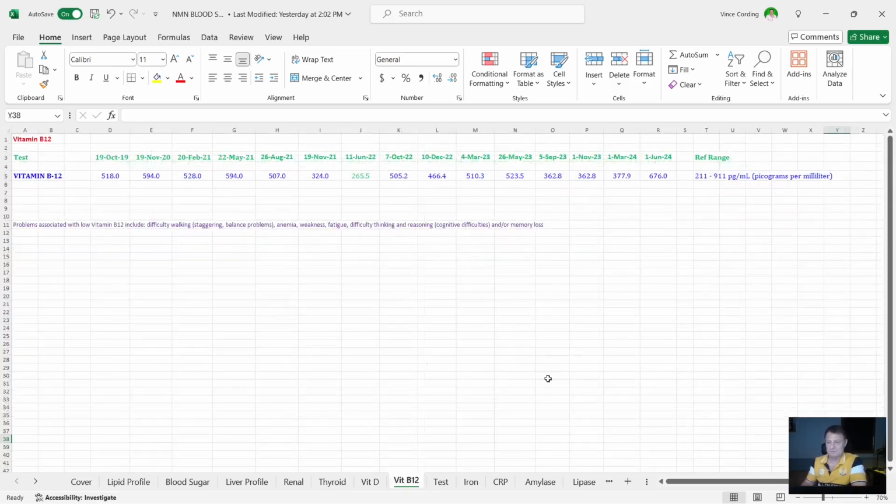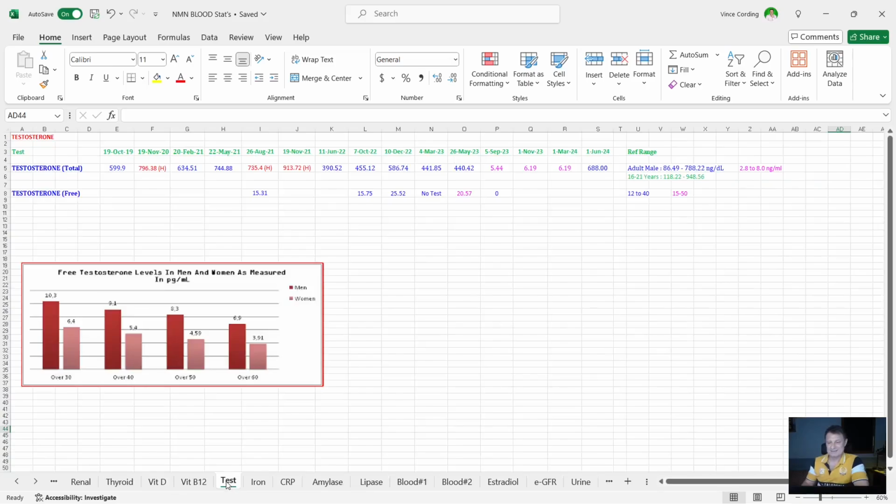Vitamin B12, you can see here, it can be between 211 and 911. Mine is now 676, up from 377. That's probably because I've eaten quite a bit more red meat during the last 3 months. So that's it for my vitamin B12.